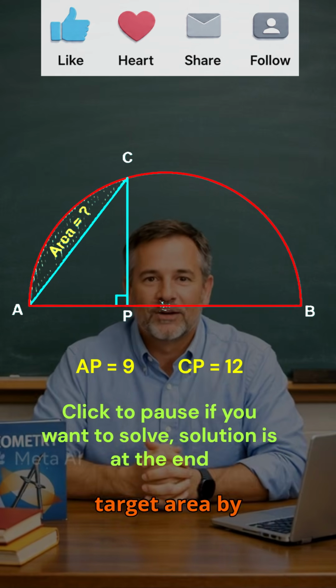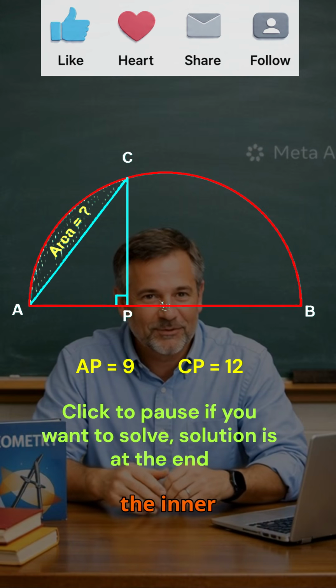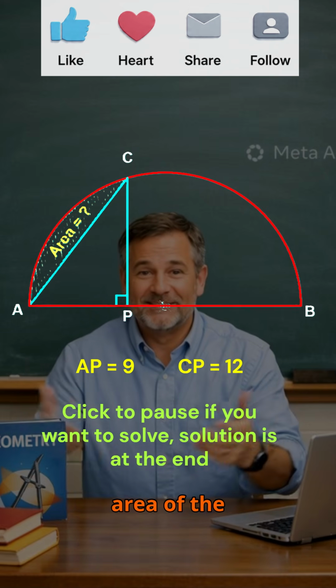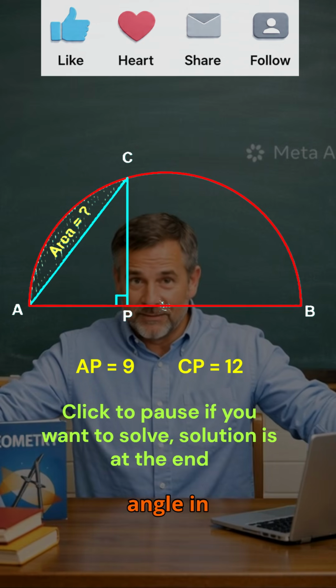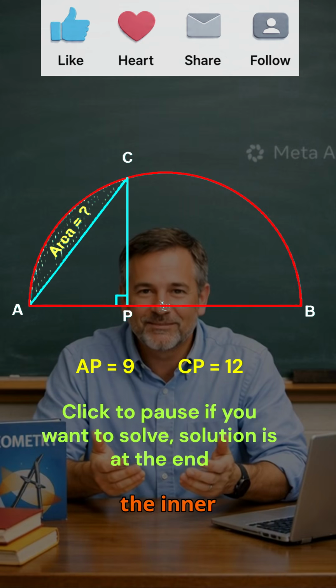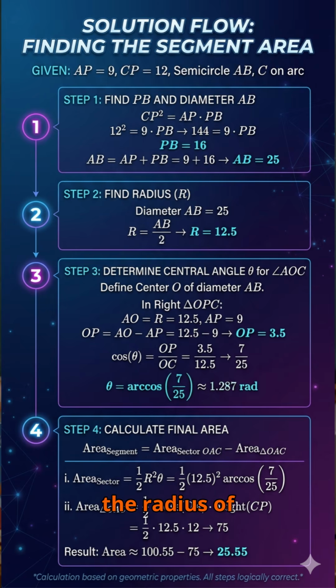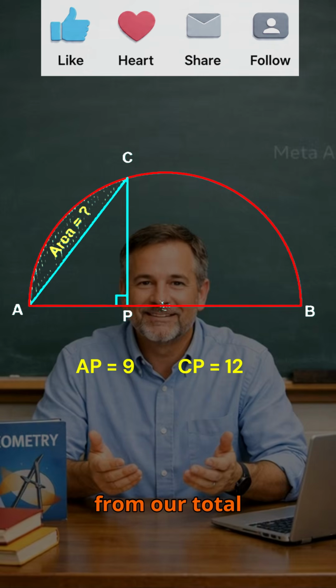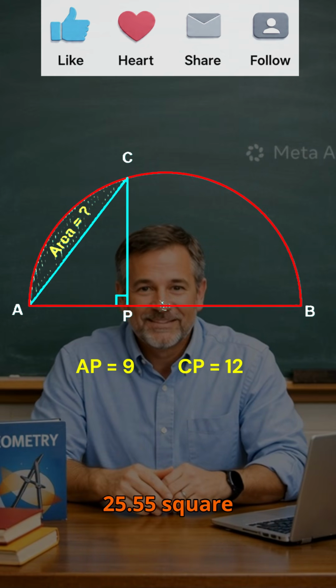Finally, we find our target area by taking the whole wedge-shaped slice of the circle and subtracting the inner triangle. The area of the entire slice is 1/2 of the radius squared times our angle in radians, coming out to roughly 100.55 square units. The area of the inner triangle is just 1/2 of its base, the radius of 12.5, times the vertical height of 12, which equals exactly 75. Subtracting 75 from our total slice leaves us with a final enclosed area of approximately 25.55 square units.